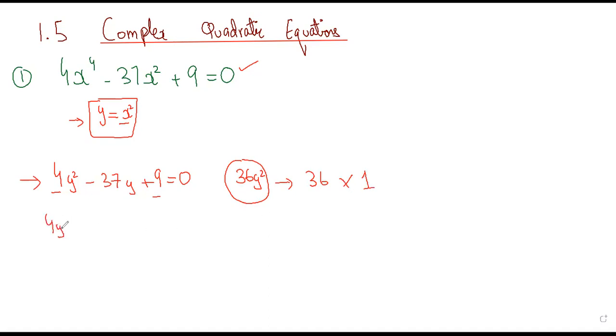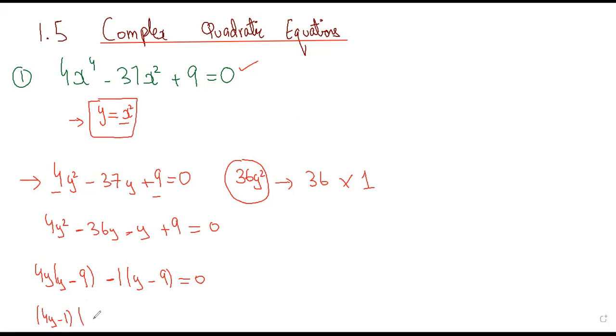Okay, how? Let's see. 4y squared minus 36y minus y plus 9 is equal to 0. Now I can take 4y common. It would give me 4, it would give me y minus 9. Then I can take minus 1 common, and it would give me y minus 9 equals 0. And the two factors would be 4y minus 1 into y minus 9 equals 0.